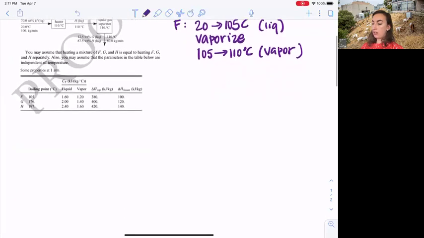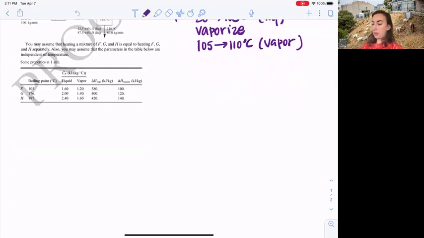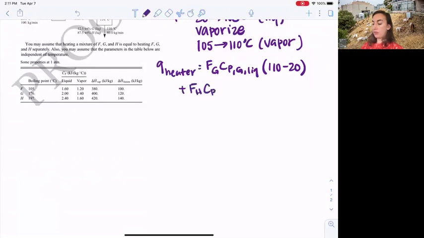So if we write that out just in variables, we're going to get that Q heater equals the flow rate of G times the CP, the heat capacity, of G as a liquid times the temperature change for G. So that is 110 minus 20. And we can do the same thing for H, (110 minus 20). And then the last thing we need to do is account for F.